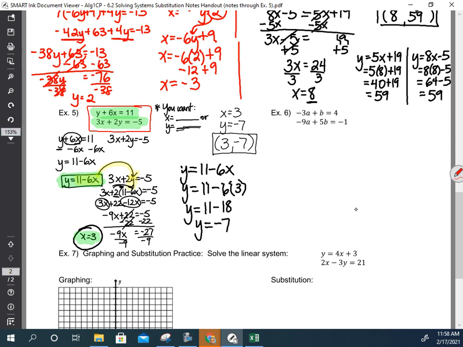Now, for problems like number 5, there's actually a better way to solve these types of problems, and that's called elimination. We will be doing that starting Monday. But for today, we're doing it using substitution. So we're going to do one more example in which we have to rewrite. And then we're going to do an example in which we're practicing graphing and substitution. So that's what we had done.